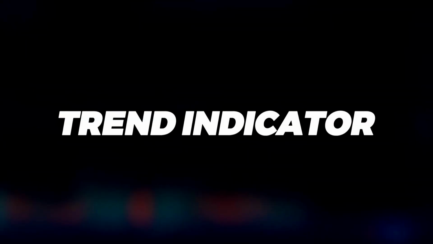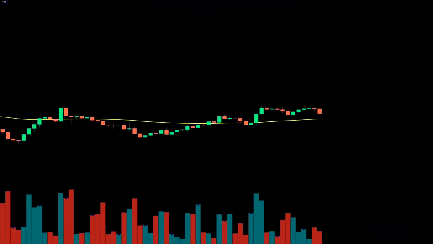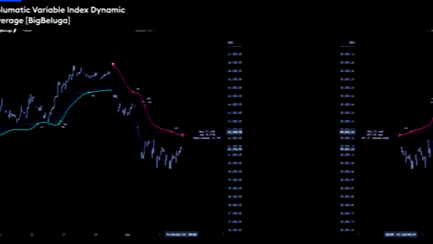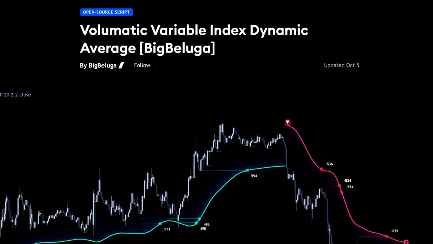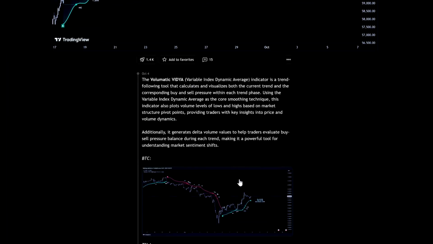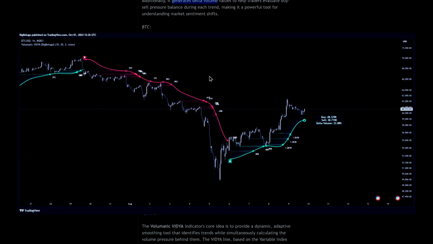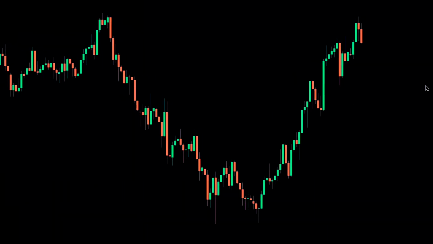To do this, you'll need a trend indicator that seamlessly blends both trend and volume. This is where the volumetric VIDIA indicator comes in. This powerful tool doesn't just show you the trend, it goes beyond that. It also shows you the volume at different levels of that trend. So in this video, we're going to break down what this indicator is, how it works, and how you can use it to make smarter trades. Let's dive into it. Getting started with this indicator is simple.